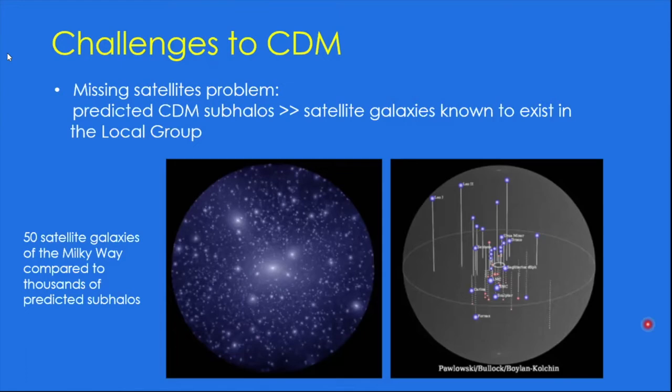For example, we observe so far 50 satellite galaxies of the Milky Way, but CDM predicts thousands of subhalos for the Milky Way.